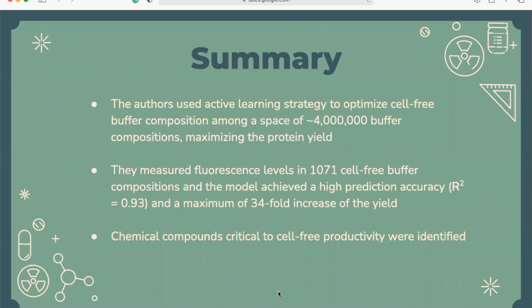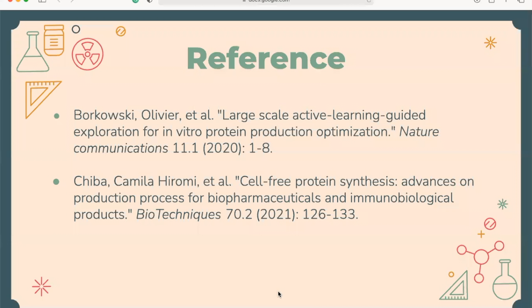Here is a summary for today's lecture. The authors used an active learning strategy to optimize cell-free buffer composition among a space of 4 million buffer compositions, maximizing the protein yield. The researchers measured fluorescence level in 1,071 cell-free buffer compositions, and the model achieved a high prediction accuracy, R-squared equals 0.93, and a maximum of 34-fold increase of the yield. Third, chemical components critical to cell-free reproducibility were identified. And here are our references.